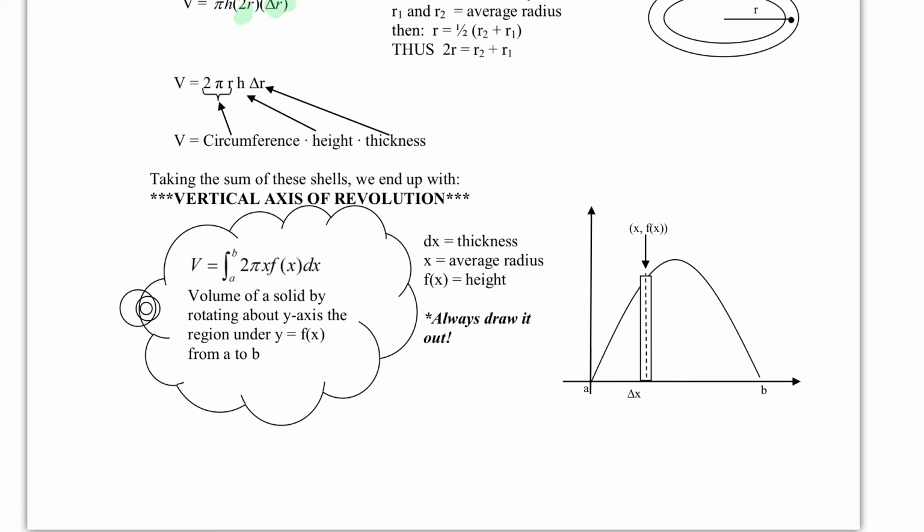I'm just going to call the x the r, and then my f of x dx. So 2 pi x times f of x dx. dx is the thickness, x is the average radius, f of x is the height. Just always draw it out. Remember, for cylindrical shells, you want to be parallel. For washers, you want to be perpendicular. And that's the difference between the two.